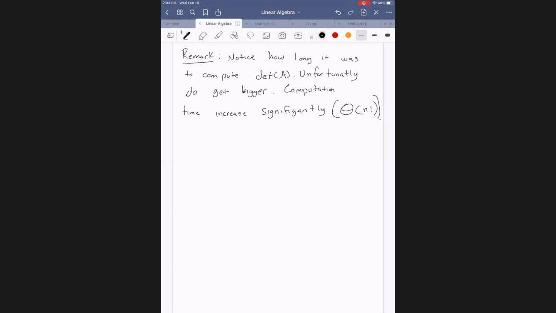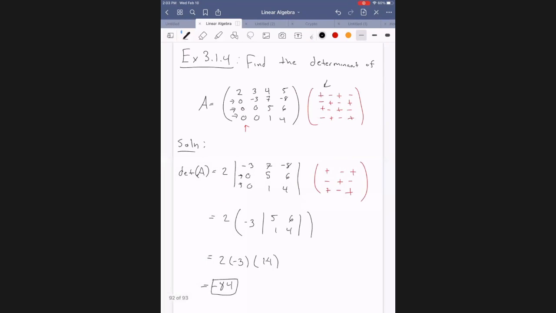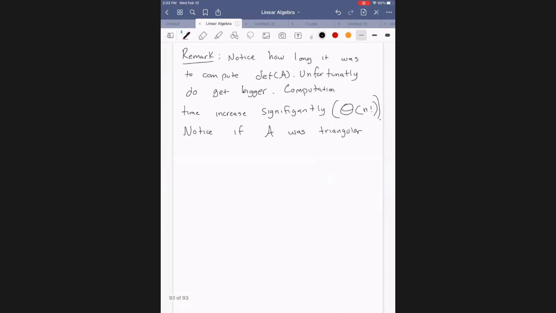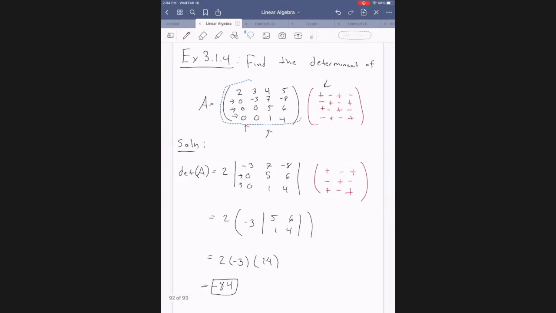So basically, what I want to discuss now is how do we optimize finding the determinant, right? That's what the next theorem will be about, and also what the next section will be about. So also notice this. Notice if the matrix A was triangular, right? Here it was almost triangular, all it had is that 1 there. So if A was triangular, say A equals exactly this except for the 1 there.